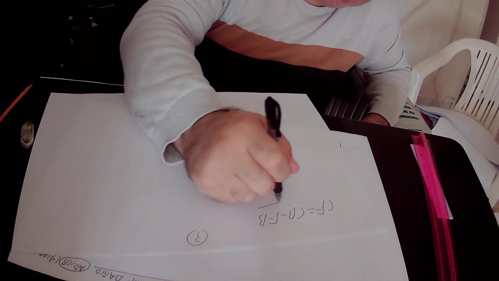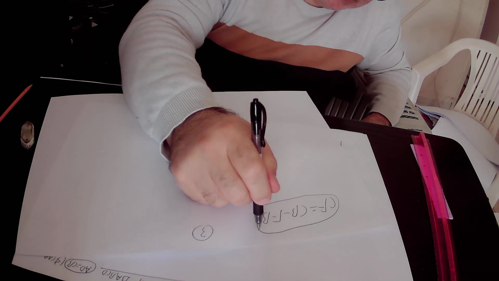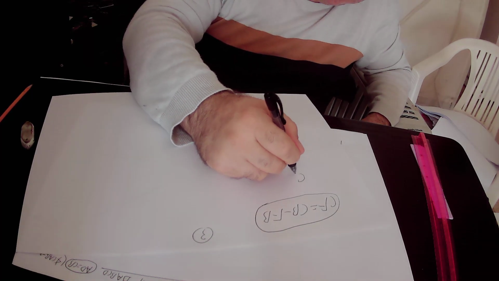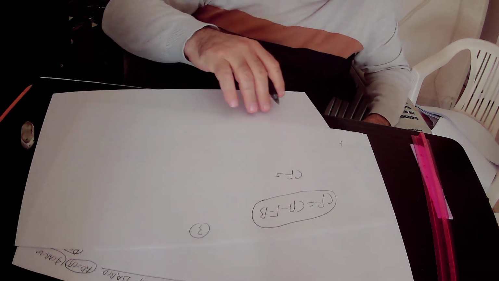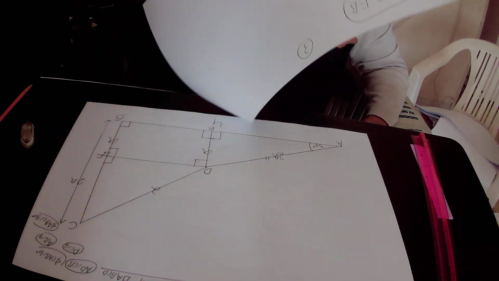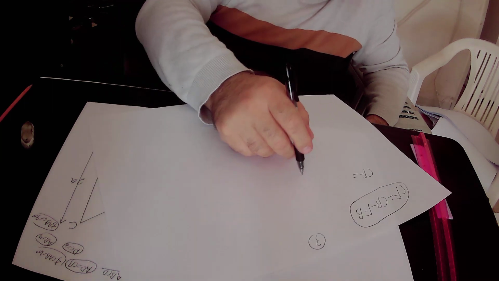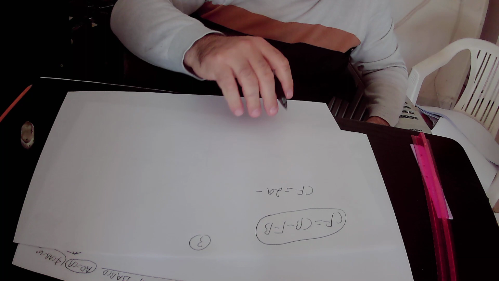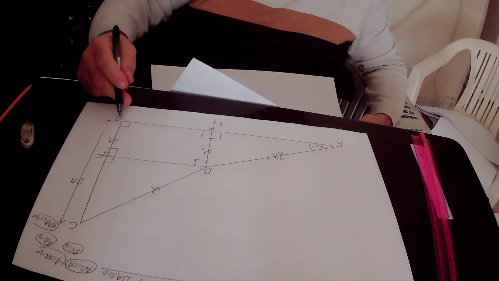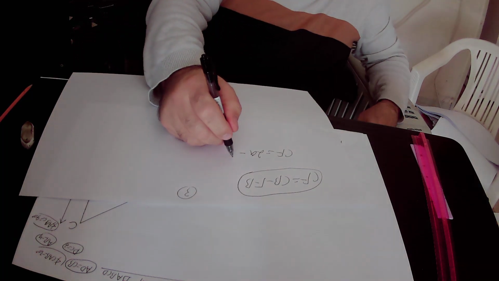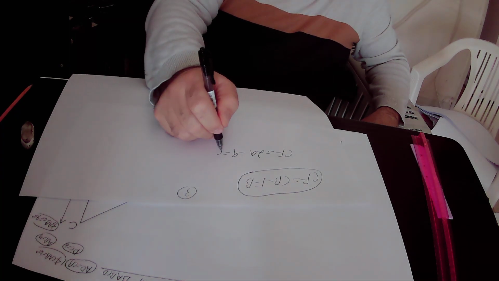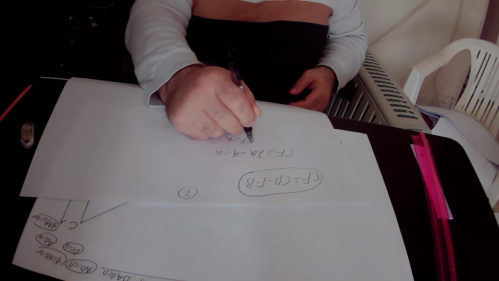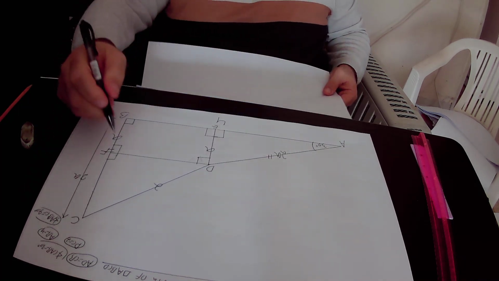I will repeat again, CF equals CB. You can see it easily from the drawing. So CF equals CB, which is 2A, minus FB, which is A. So 2A minus A is A. So we found out that CF equals A.